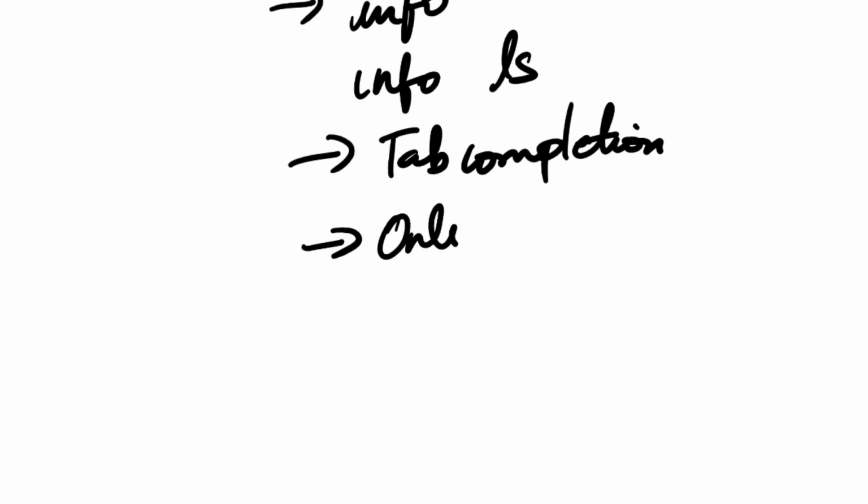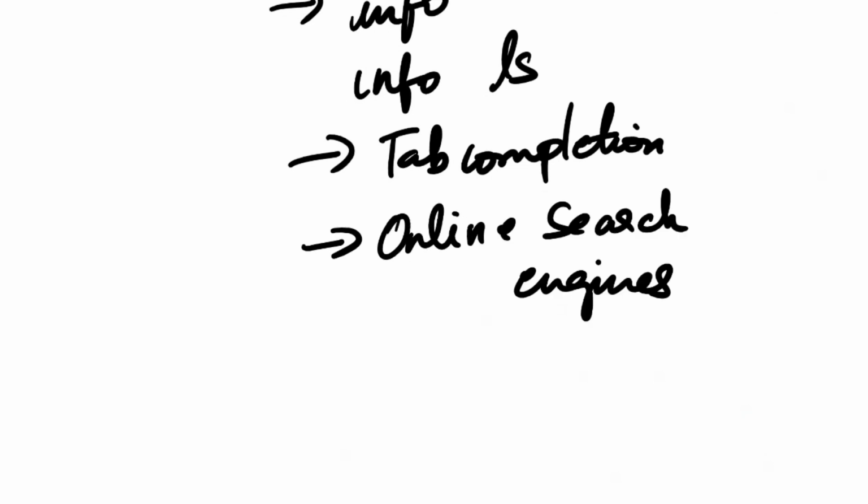Next, online search engines. Whenever you are in doubt, you can use search engines to find information about a specific command. Simply enter the command name along with Linux or Unix in the search query. You'll often find online resources, forum discussions, and tutorials that provide insights into the command's usage.